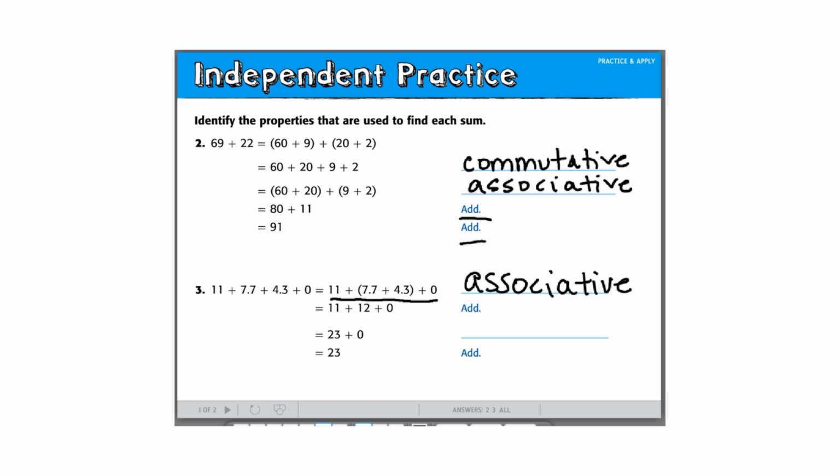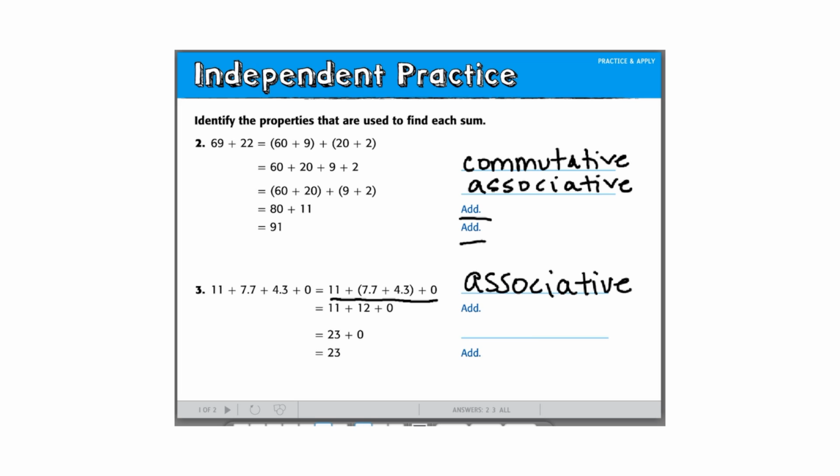See up here at the top? The numbers were moved around. We took the 60 and the 9 and we split them up and put them in different orders to add them more easily. So that's the difference between commutative and associative. When you don't change the order, it's just called associative. When you move them all around to add them up, that's called commutative.